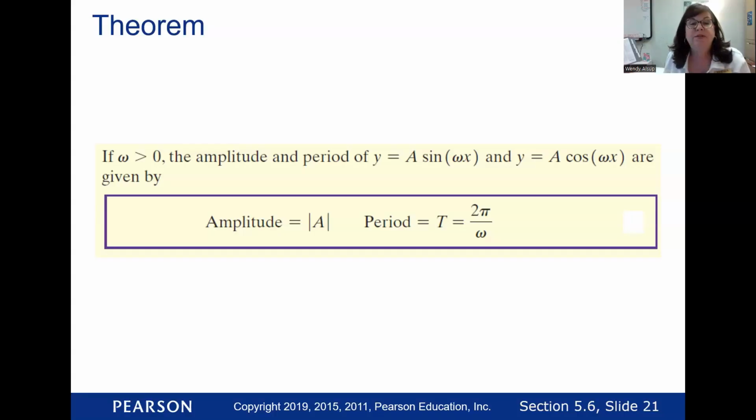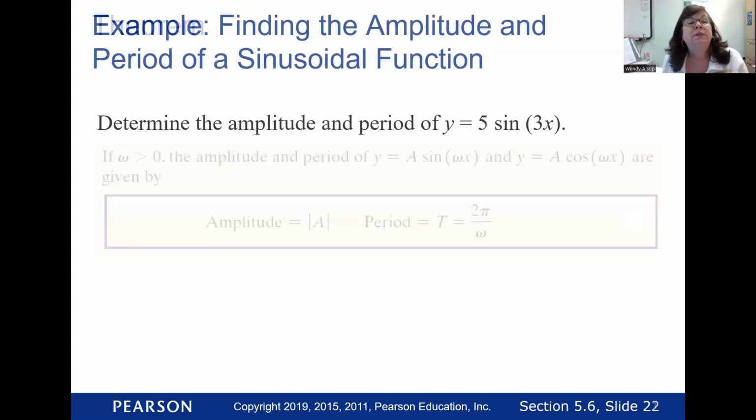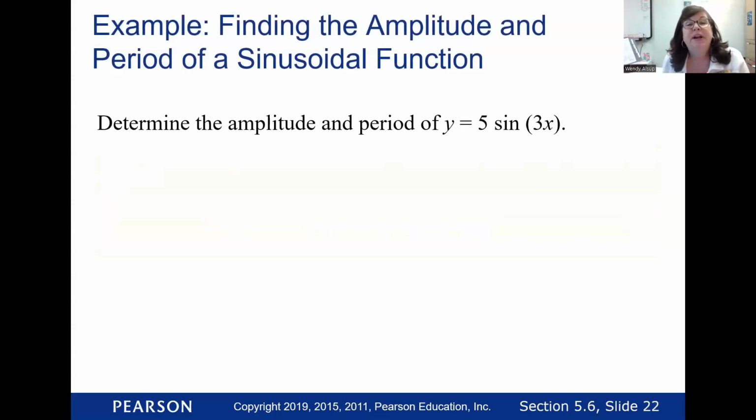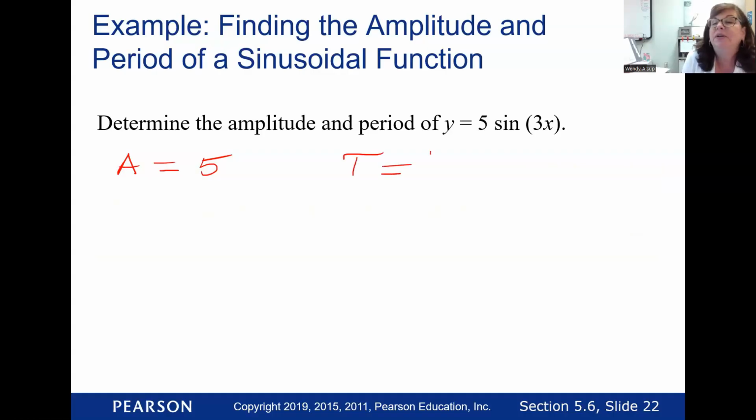All right, so let's do it. What's the amplitude and period for y equals 5 sine x? Well, the amplitude, that's pretty straightforward. That's 5. Amplitude equals 5. Period, we use the letter T. It is going to be 2 pi divided by the omega. And that's as simplified as it'll get, 2 pi over 3.